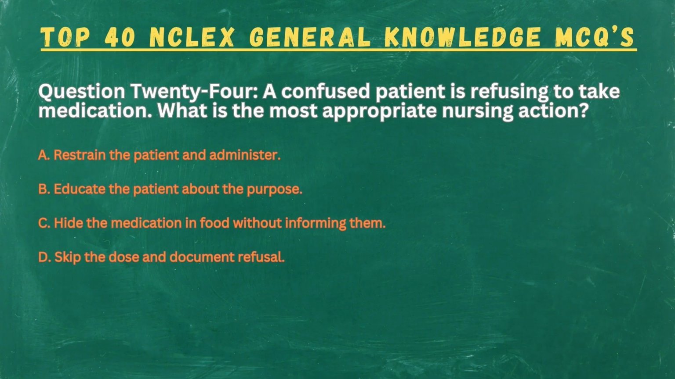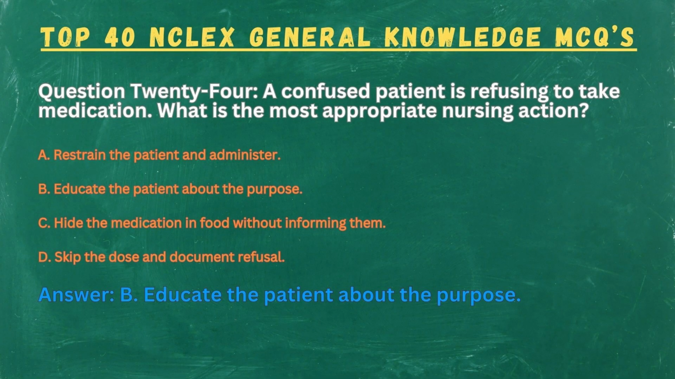Question 24. A confused patient is refusing to take medication. What is the most appropriate nursing action? A. Restrain the patient and administer. B. Educate the patient about the purpose. C. Hide the medication in food without informing them. D. Skip the dose and document refusal. Answer: B. Educate the patient about the purpose.